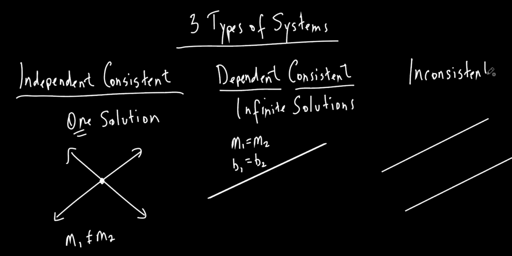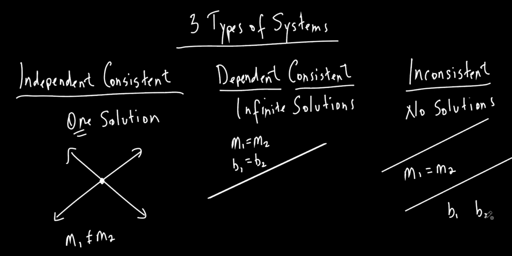And no other word in front of it, just inconsistent. And that means that there are, what? No solutions. Now, what's true about the slopes then? Slope of 1 must be what? Equal to the slope of 2, right? So these two slopes are going to be the same. Now, the y-intercepts are going to be different, okay? So the y-intercepts are not going to equal each other, because one is up higher than the other one is. But this would be inconsistent.